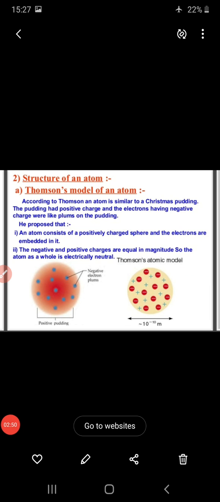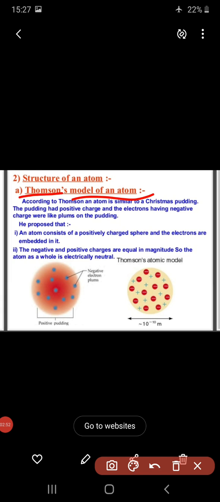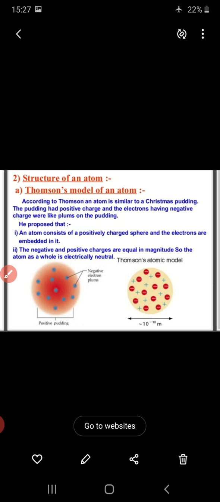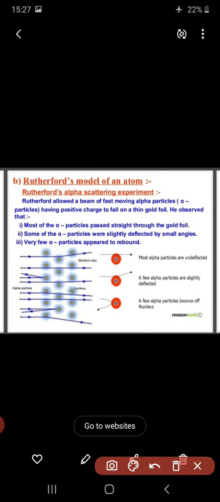Now this is all about Thomson's model of an atom. Next is the Rutherford model. Now we study the Rutherford model of the atom.